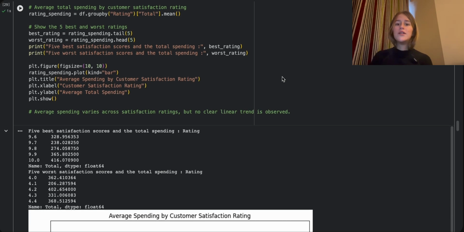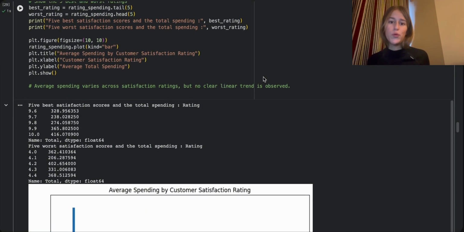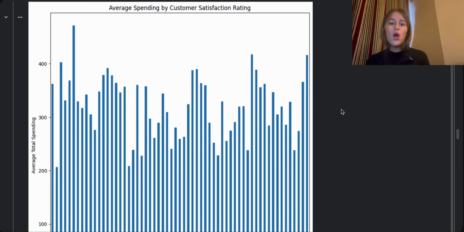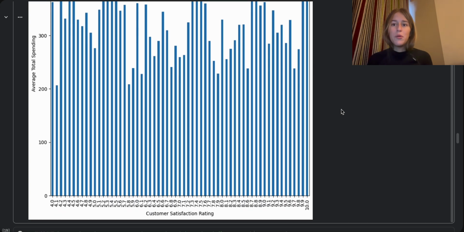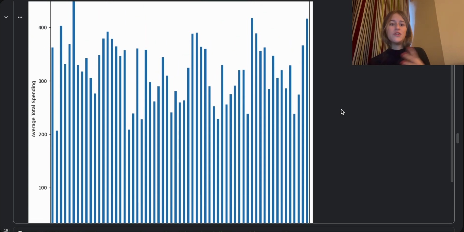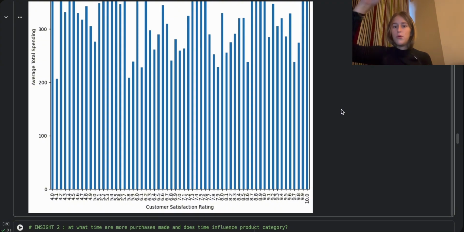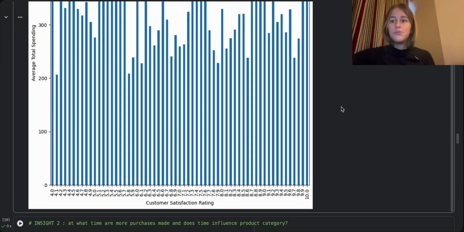So firstly, by displaying the 5 most and the 5 worst spending in the supermarket and showing their ratings, and we can see that the people who spend more rate the best. And we also did a bar chart so we could visualize it and see that there is in fact a correlation between the two, because we see that the ratings and the total spending are positively correlated.